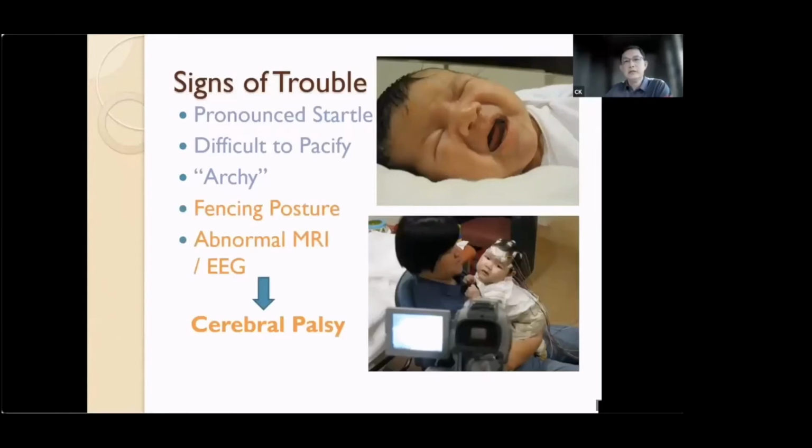One day, an experienced pediatrician noticed Ryan's strange posture. He called it the fencing posture. We also began to notice how Ryan had occasional stiffening episodes. We were referred to a neuro colleague who ordered an MRI, EEG, and further investigations. The MRI showed significant anomalies in Ryan's brain, and the video EEG revealed abnormal brain activity.